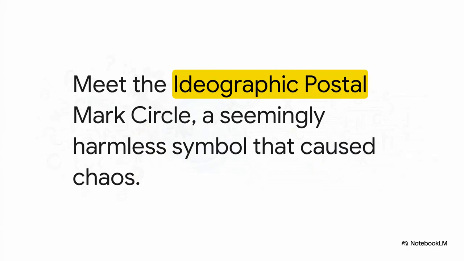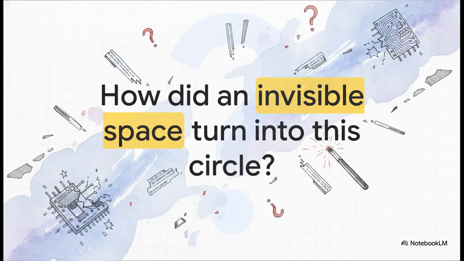Meet the ideographic postal mark circle. Looks like a pretty simple circle, right? Well, keep this exact symbol in the back of your mind because it's actually the prime suspect in our mystery today. Now, what's really interesting about this is how exactly does nothing, like a literal blank invisible space, suddenly transform into a giant, highly visible circle smack in the middle of a text document? Honestly, it sounds like a terrible practical joke. But in programming, it really comes down to pure, unyielding logic. Logic that, well, in this specific case, went hilariously wrong.